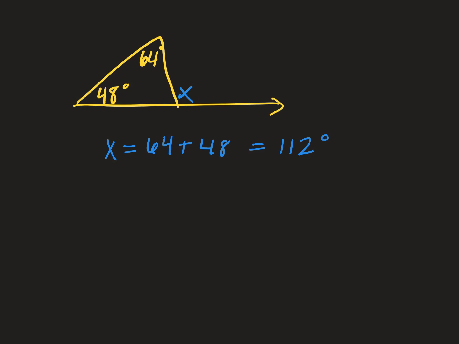Right. So now we know that that's equal to 112. So how could we find this angle then? Subtract. Just subtract from 180. 112 from 180? Yep. So what do you get?